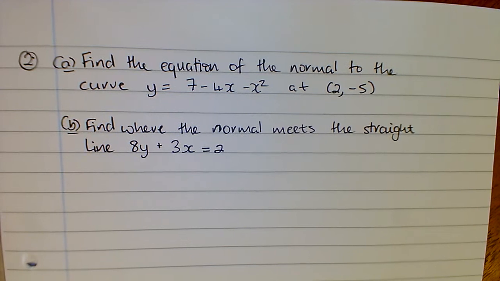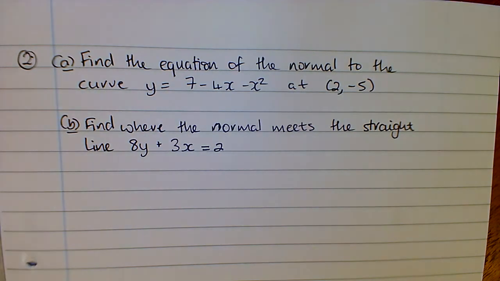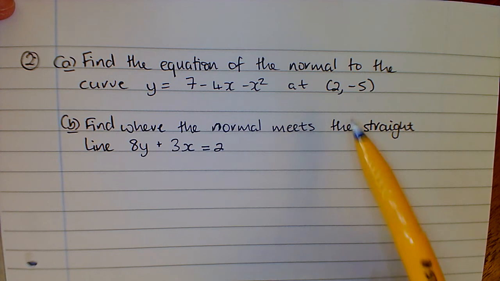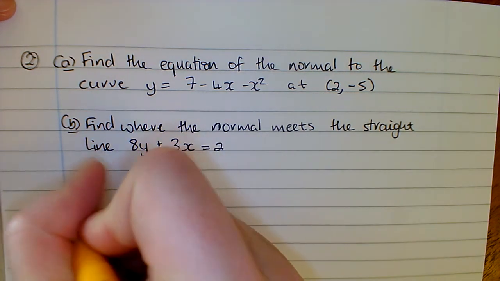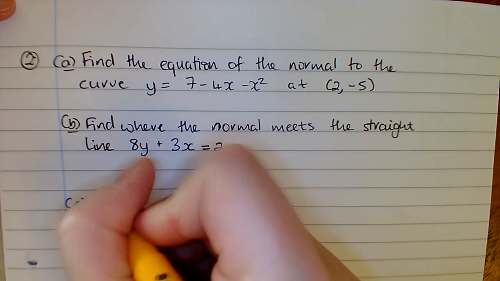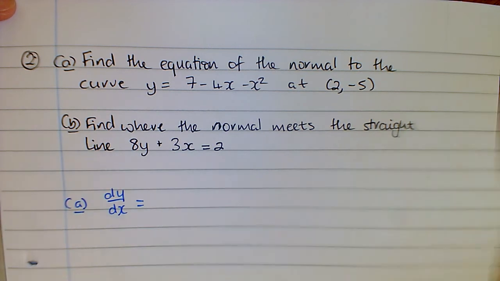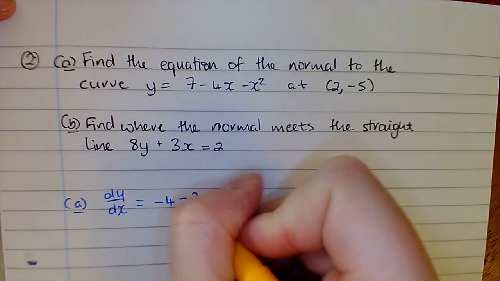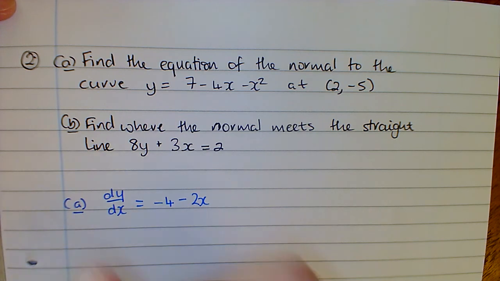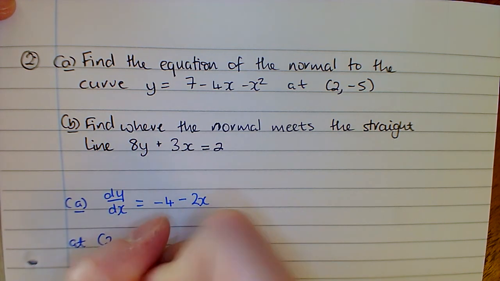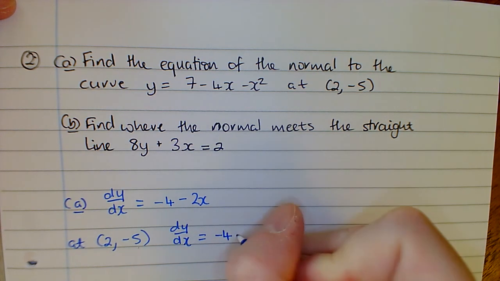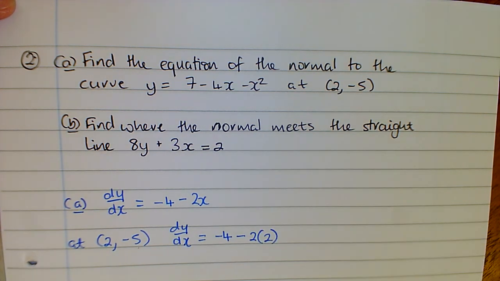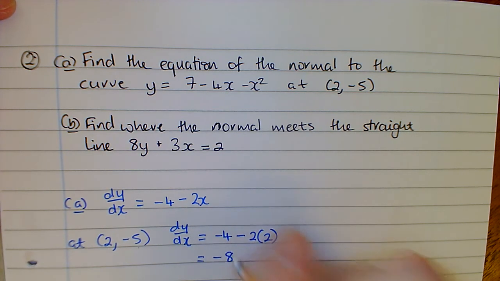Okay, our second one then. Find the equation of the normal to the curve y equals 7 minus 4x minus x squared at (2, -5), and find where the normal meets the straight line 8y plus 3x equals 2. So starting with part A, again, first thing we do, differentiate and get dy by dx. So we get minus 4 minus 2x. So at the point (2, -5), dy by dx is going to be minus 4 minus 2 times 2. So that gives us minus 8.